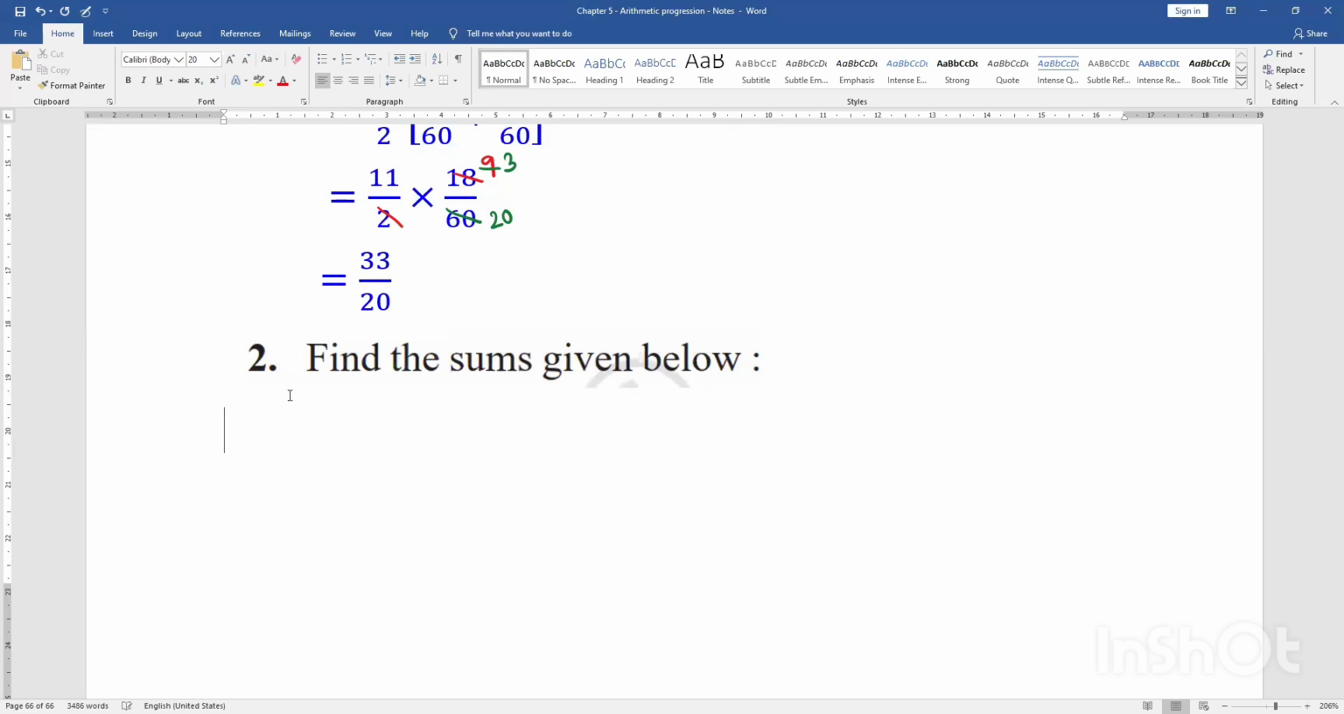Find the sums given below. Okay, I have the first problem: 7 plus 10 1 by 2 plus 14 plus so on to plus 84.